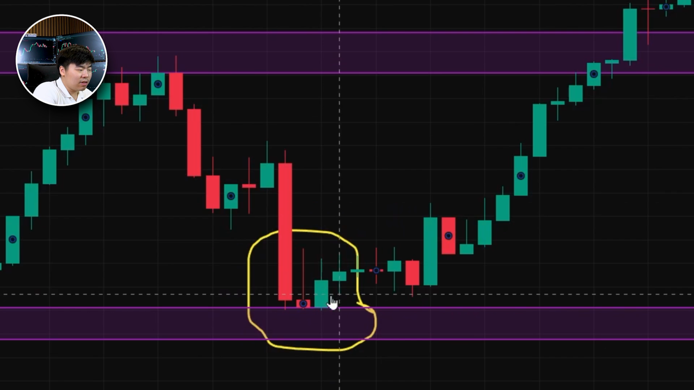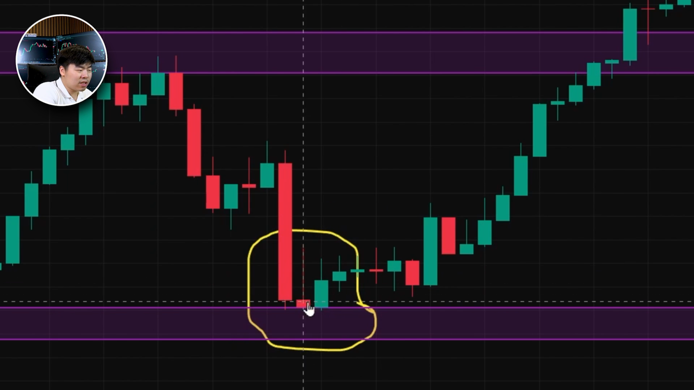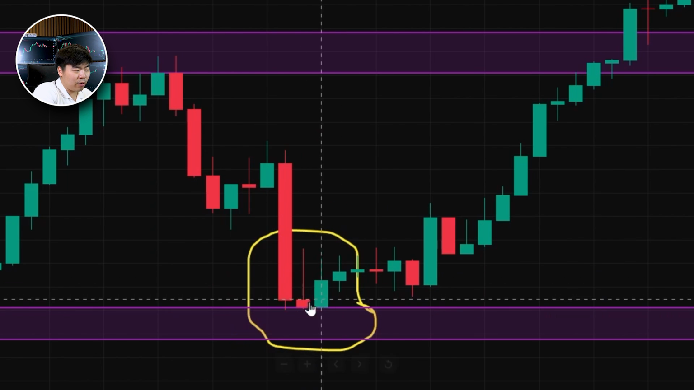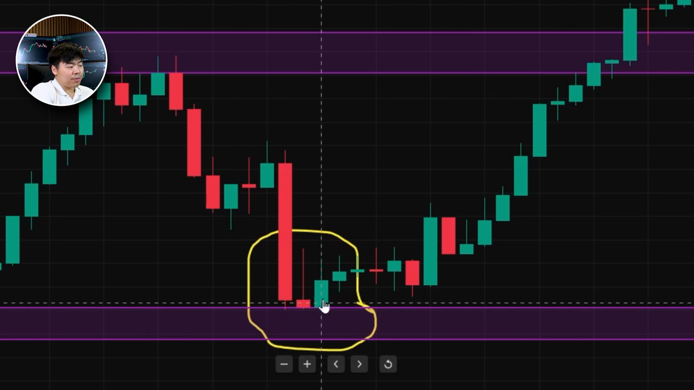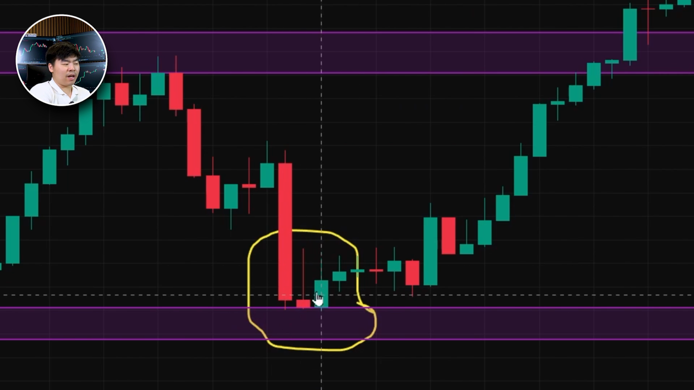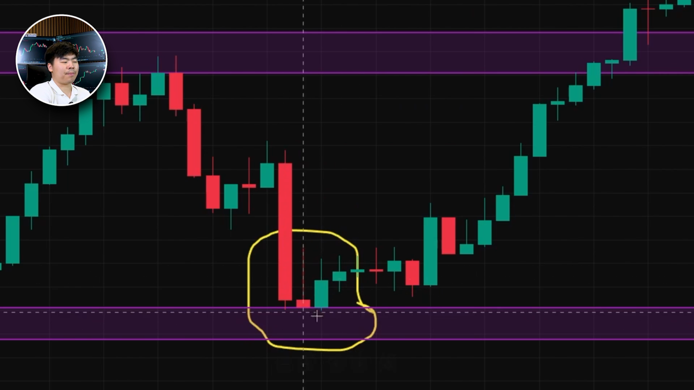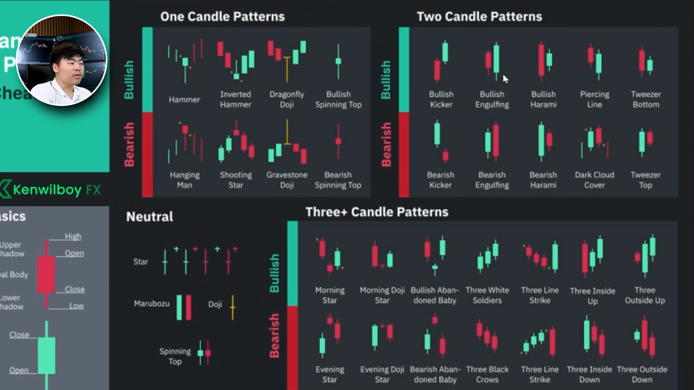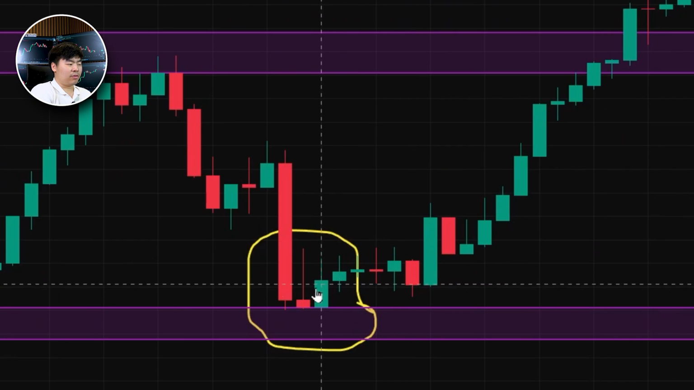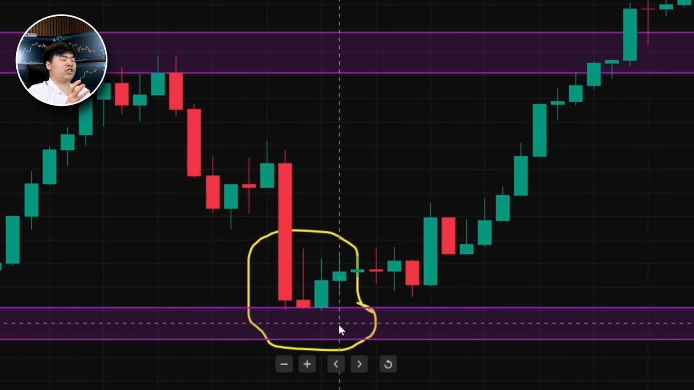Take a look here. This green candle and the red candle here, both of these candles, the ones I'm pointing at, this is a bullish engulfing chart pattern. Bullish engulfing, like this one. See? Where the green candle engulfs the red candlestick on the left. Here, the green candlestick, of course, the shape is not perfect.